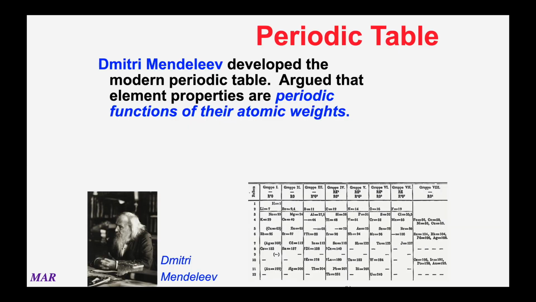Mendeleev was the first one to develop the modern periodic table. We talked about him briefly in chapter 1. He thought that the elements had properties which had patterns to them, and he was correct.